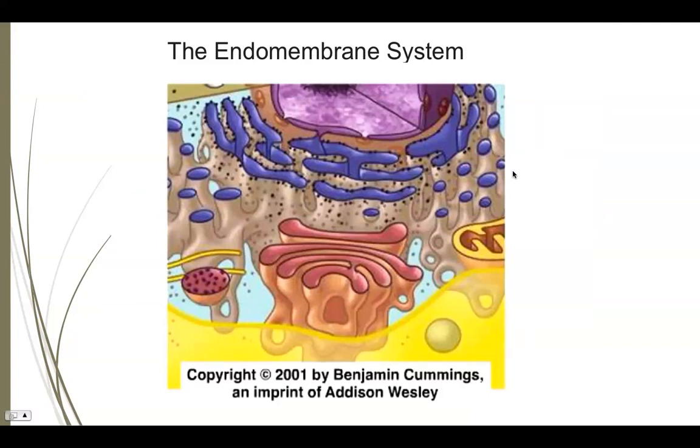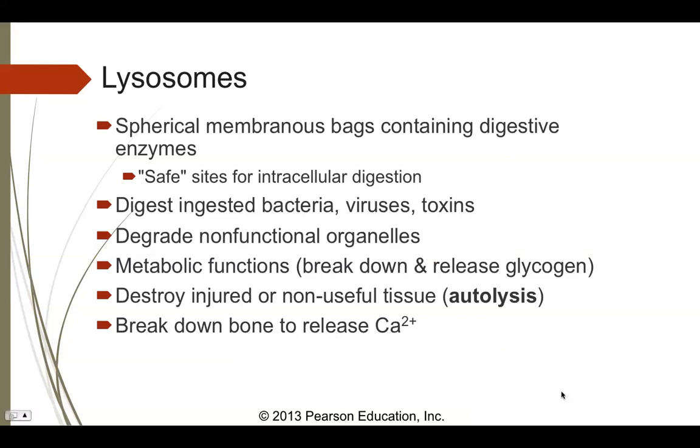And this is a cool picture of the endomembrane system. Lysosomes. Lysosomes are spherical membranous bags or sacs that contain digestive enzymes. They're safe sites for intracellular digestion. So you don't want these digestive enzymes sent all over in the cell because it could damage cellular organelles. So when something that the cell needs to get rid of is present, it can be engulfed in a lysosome and then just broken up into little pieces. These digest ingested bacteria, viruses, and toxins.